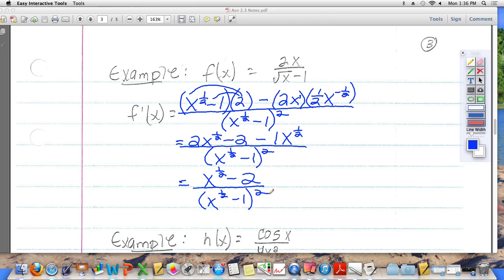You could leave the bottom squared. You could keep going if you wanted to FOIL the bottom out. It certainly would not be wrong, but it's not going to get you anywhere. It's not going to change. You're not going to be able to cancel it out with anything on the top, so I would leave it just like that.